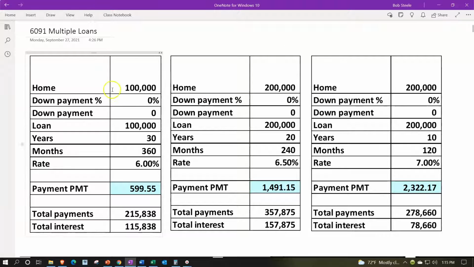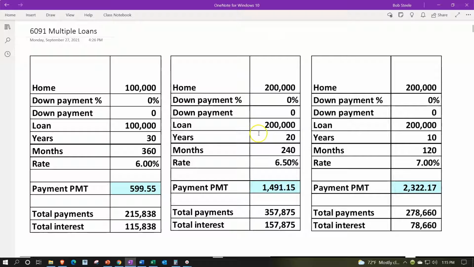So the first loan we have, and note that we're going to put the home price up top, but really we're concentrating just on the loan amounts. We're in essence starting down here, the $100,000 loan, 30-year loan, 360 months, 30 times 12. The rate for this one is going to be 6%. The payment calculation using the standard PMT function in Excel gives 599.55.